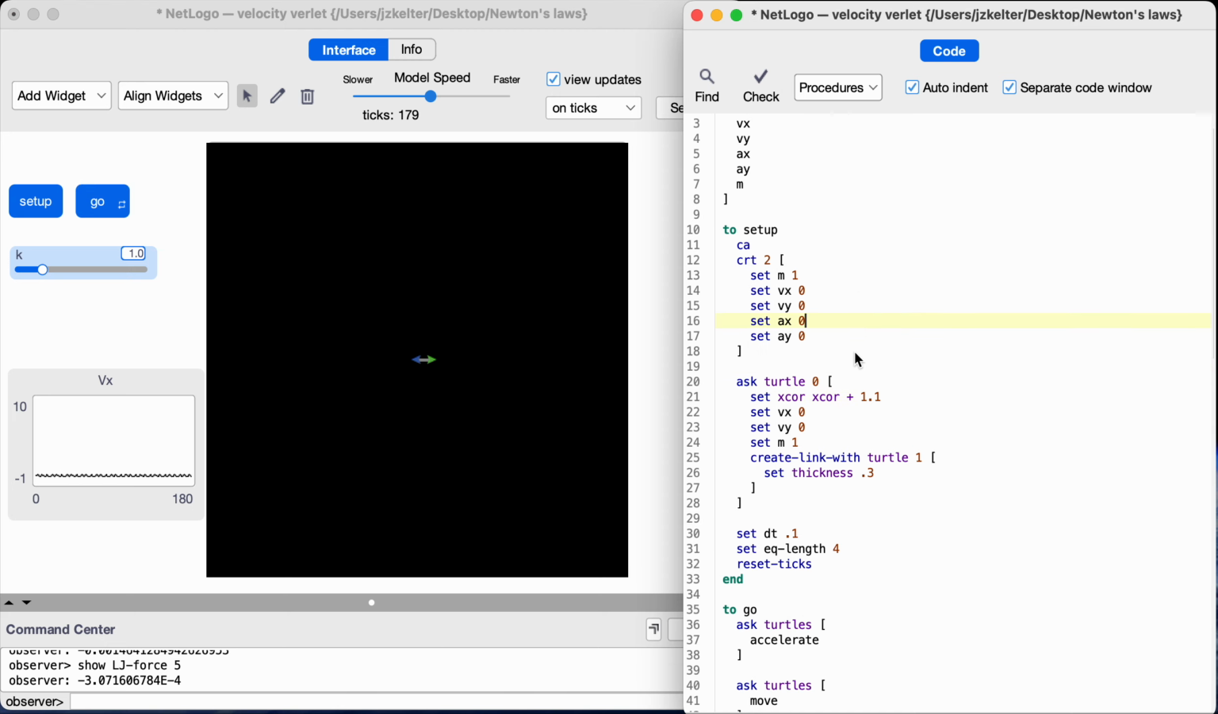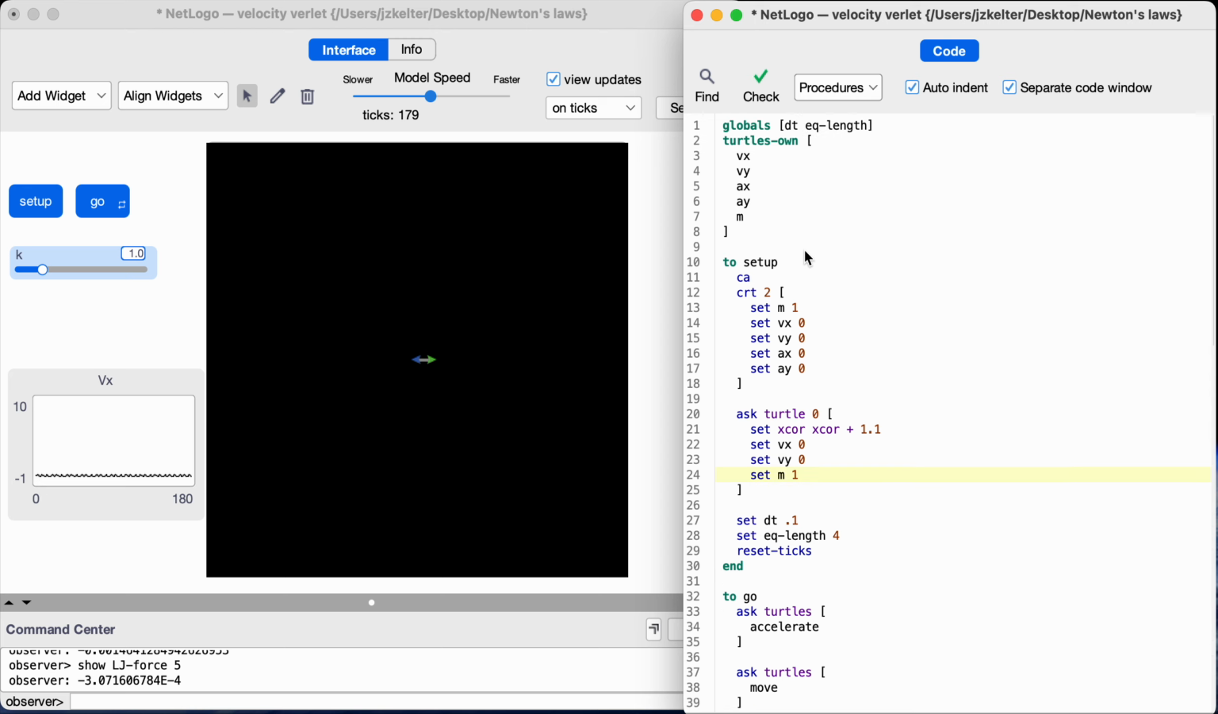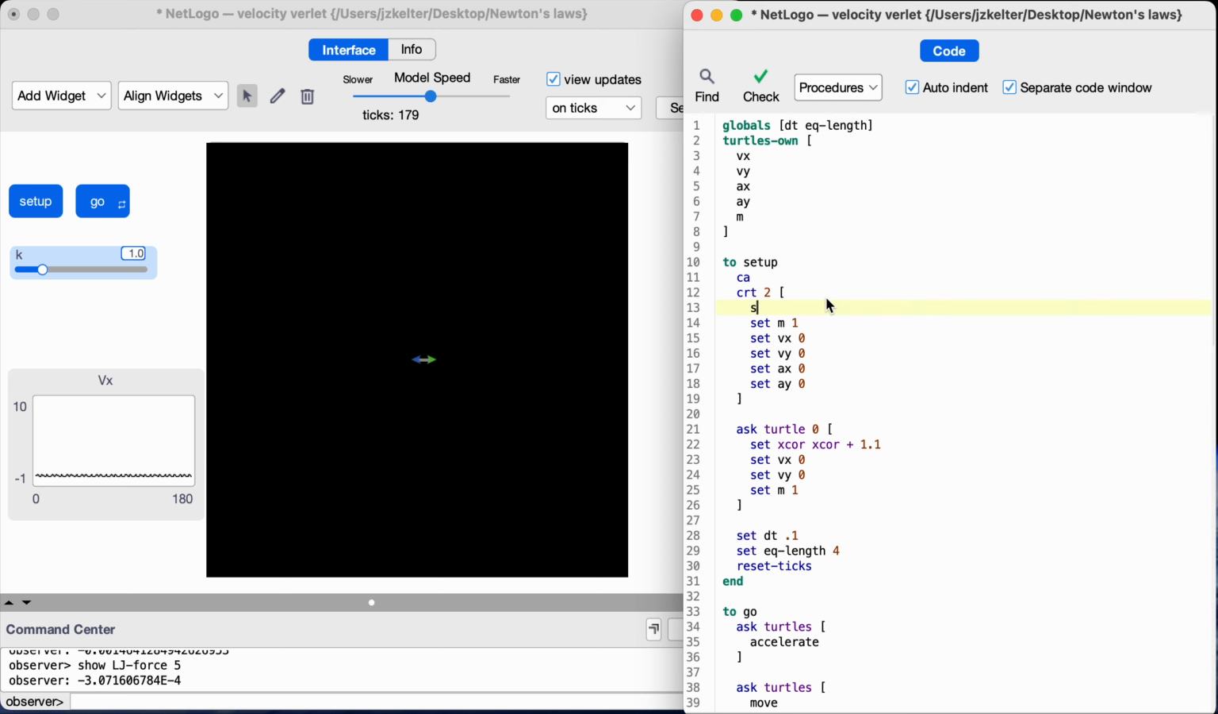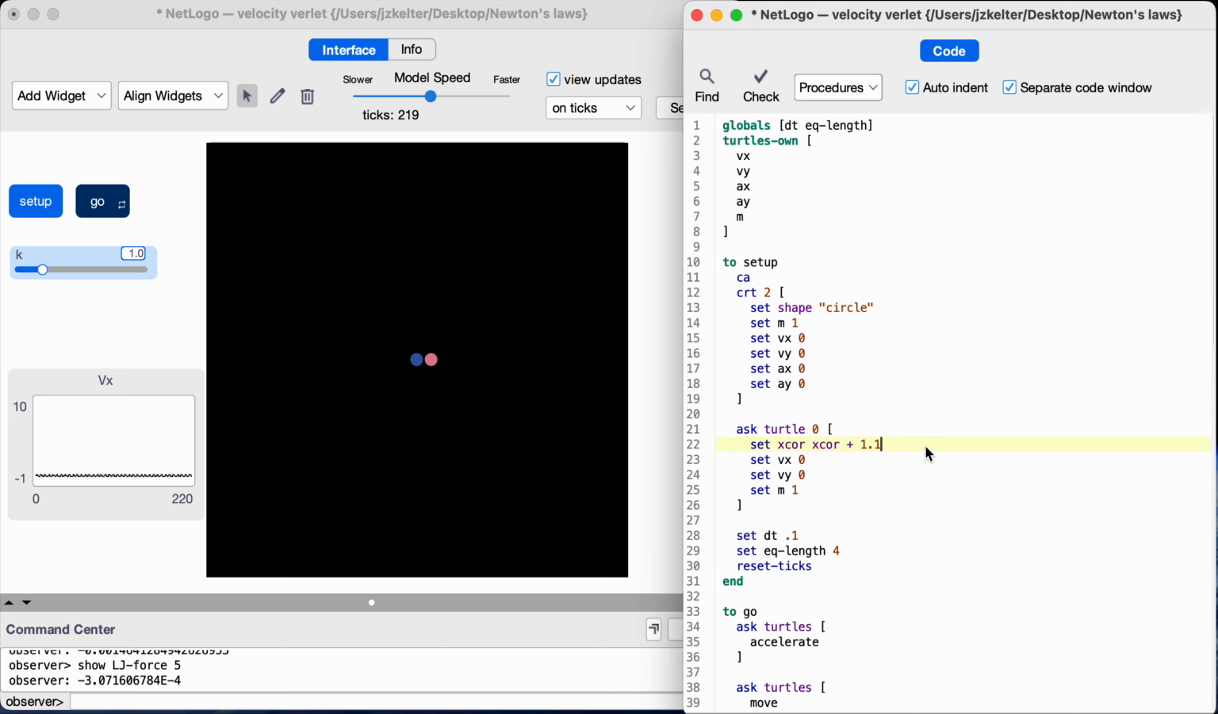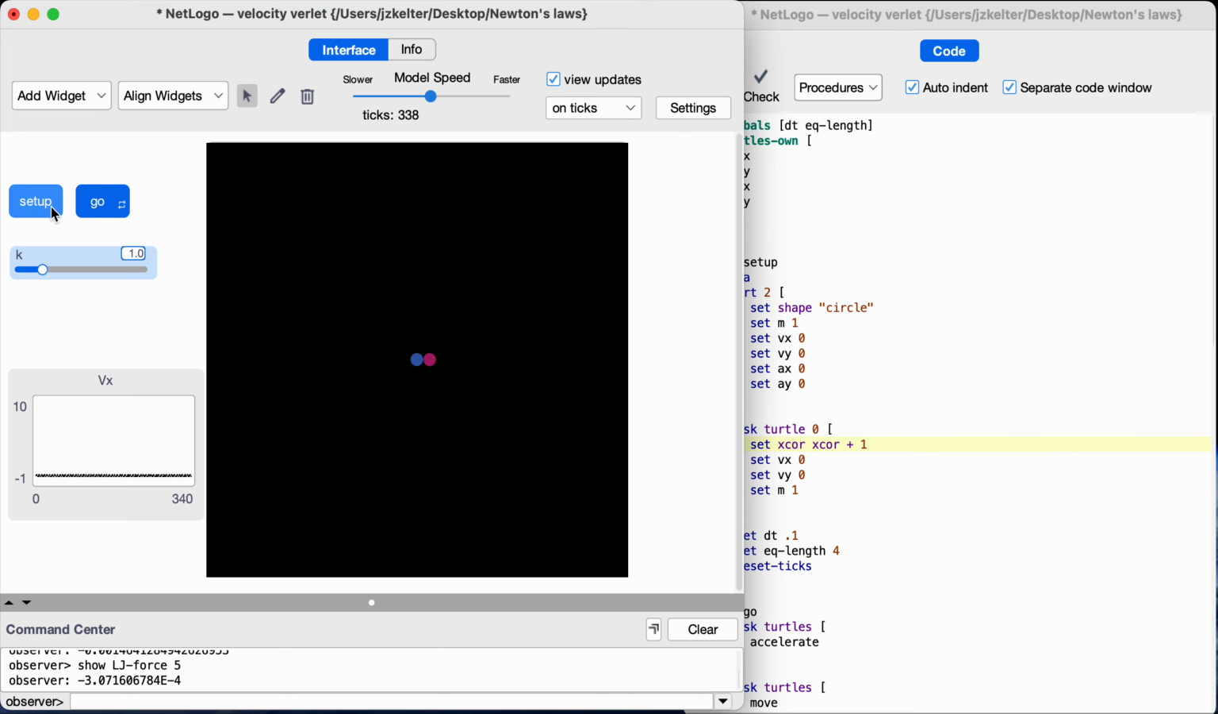Let's get rid of the link because we're not going to need that anymore. And let's also set the shape back to be a circle. Okay, so you can see here that we are getting a little vibrating back and forth. If we make them very close, then they're going to repel each other. And since our world wraps around, we're running into some issues.